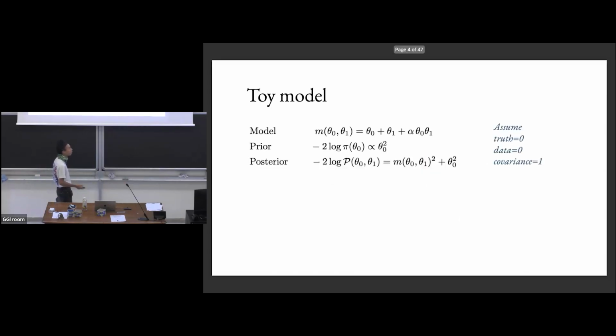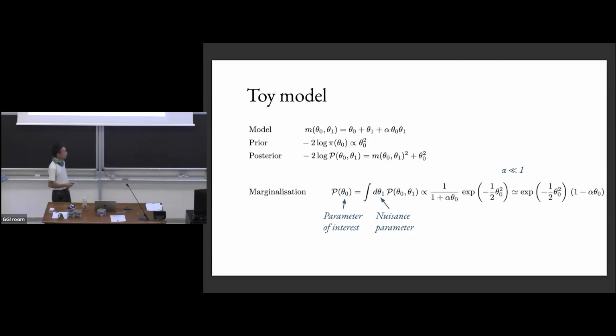So to introduce this problem, let me just present a very simple toy model. This is a two-parameter model with linear dependence and a quadratic coupling controlled by a small coupling constant alpha. Let me assume the truth is 0, and for simplicity, no noise, such that the data fiducial is also 0. And let's put a Gaussian prior on theta 0, such that the posterior is given as follows.